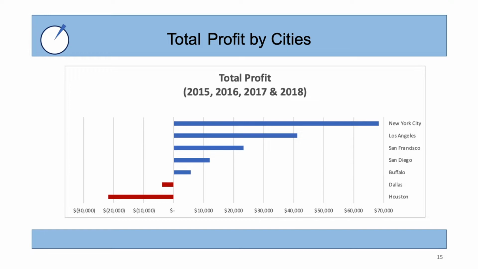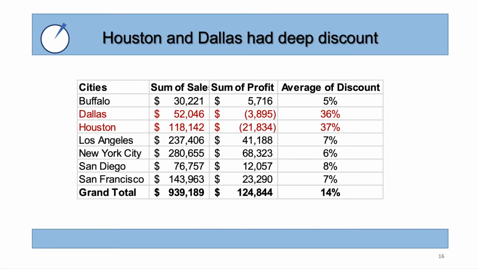And if we want to see why Dallas and Houston had such poor profit values, it's important that we take a look at their discounts. If we look at our table, we can see Dallas and Houston are highlighted in the red text, and their overall average discounts are both extremely high compared to the overall average of 14%.